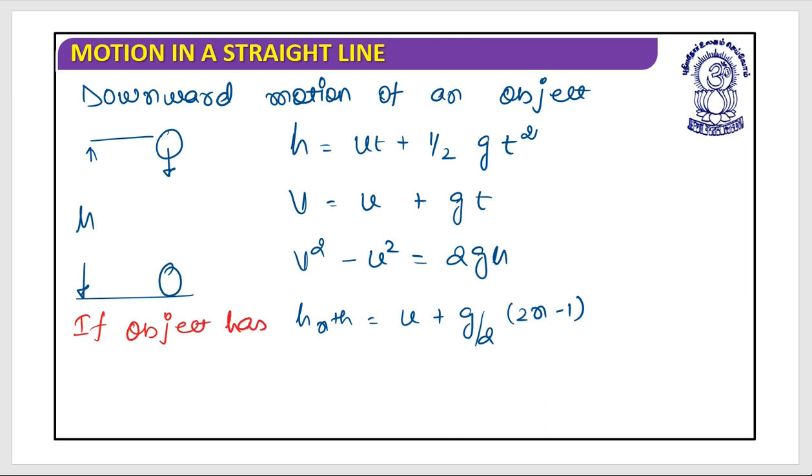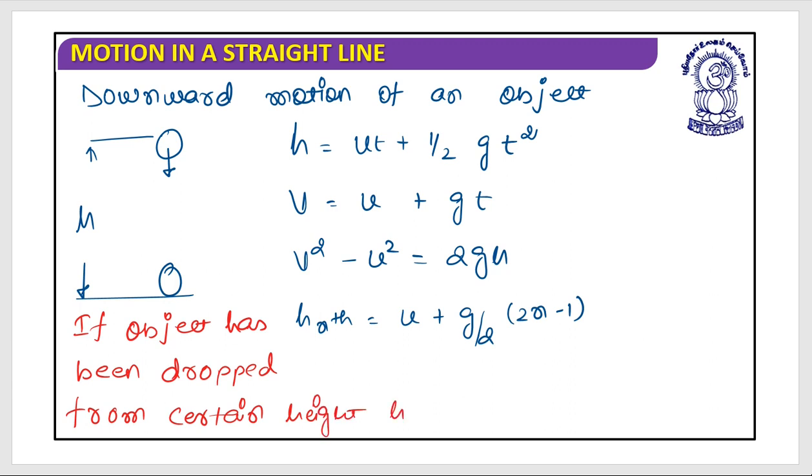Now one very important aspect is, if an object has been dropped from a certain height h, my initial velocity u would be equal to 0. We have already gone through this. This is just for revision, and we are going to take help from these relations to do the next questions. Shall we begin? Let's move on.